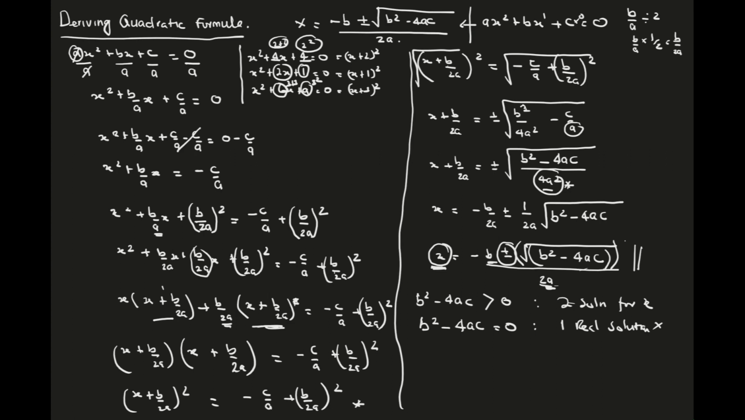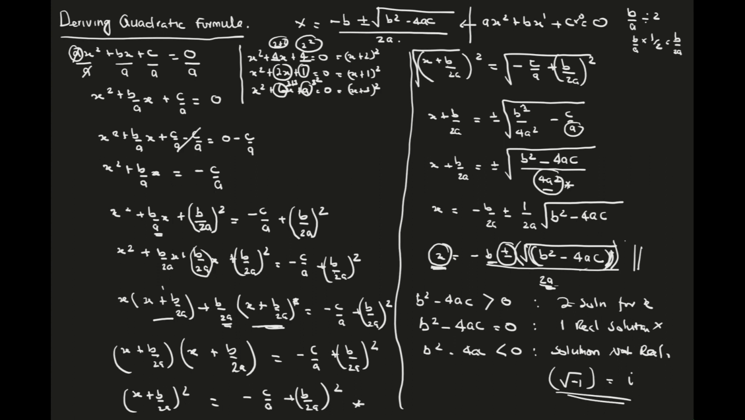And then if b squared minus 4ac is less than 0, then you know that you won't get any real numbers. So the solutions are not real. Okay, so that's when now you get this minus 1, which gives you i.